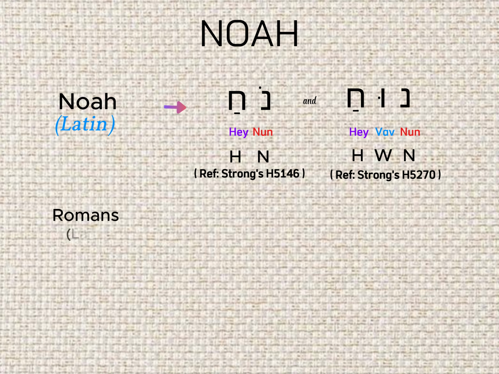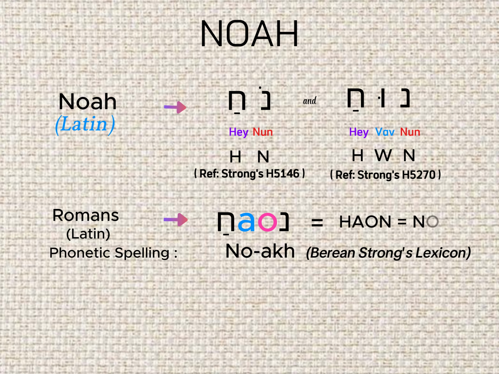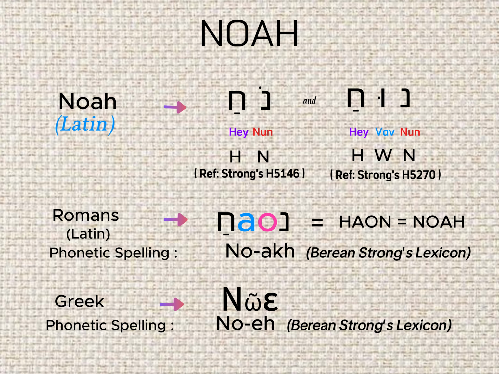With this root, the Romans had to add the vowels O and A between the consonants Nun and He to get the Latin Noah, with the phonetic spelling Noach. The Greeks, however, translated it as Noe, with the phonetic spelling being Noe.